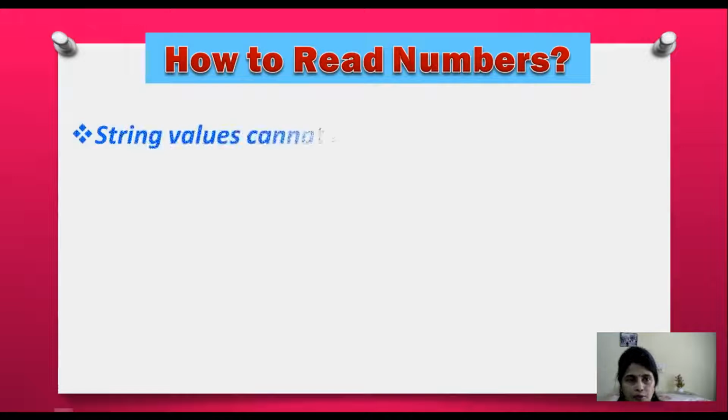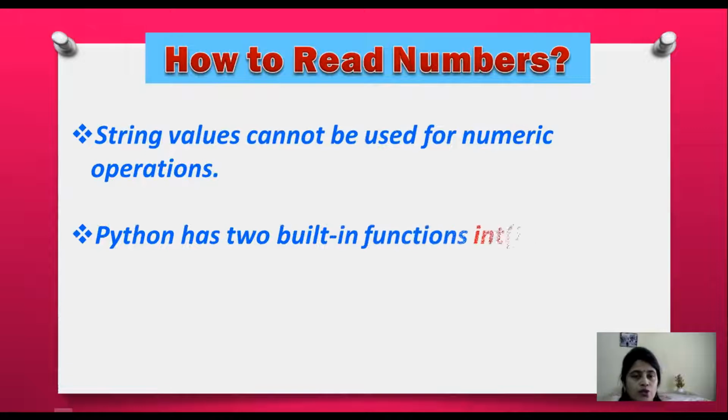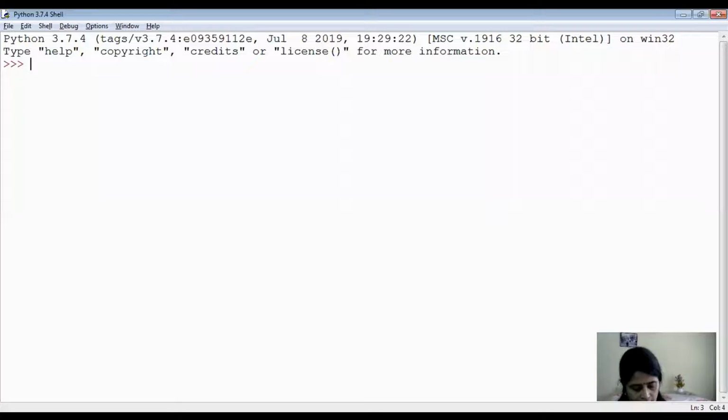So how to read numbers? String values cannot be used for numeric operations, and Python has two built-in functions, int and float, which are to be used with the input function. Let us see how. Say for example, I write age equal input, enter the age. Now, by default, it will be taken as a string. So if we print the value of age, it will display 15 in quotes.